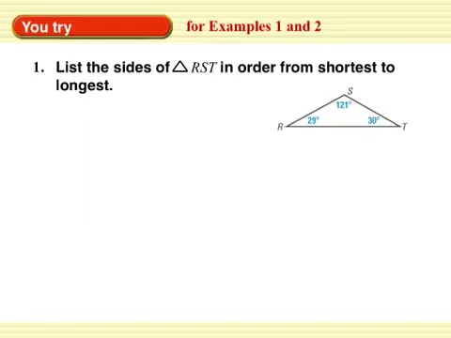Alright, why don't you try this one? List the sides of RST in order from shortest to longest. Go ahead and push pause. Alright, there you go. The biggest angle was S, so that's the biggest side, RT. The next biggest angle was T, so there's RS. The smallest angle is R, so ST is listed last.